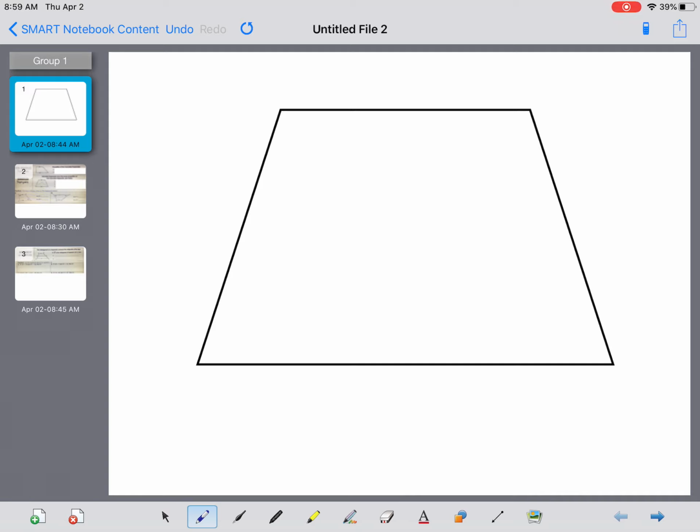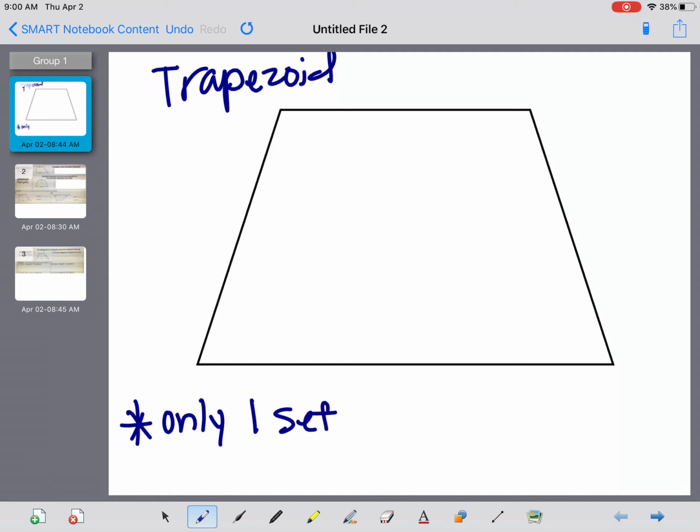Anyway, let's continue. So today's lesson is the very last quadrilateral that we need to study, and it is the trapezoid. A trapezoid is not a parallelogram. It's not a rectangle. It's not a square. It's not a rhombus. It's not a kite. It's in its own little world all by itself. And the one property that all trapezoids have is they have only one set of parallel sides.